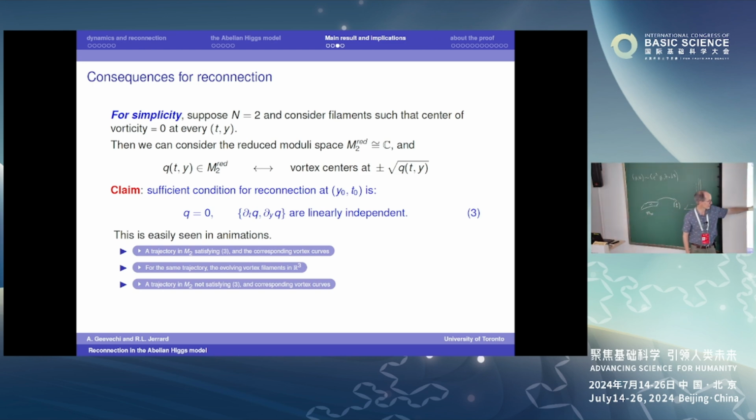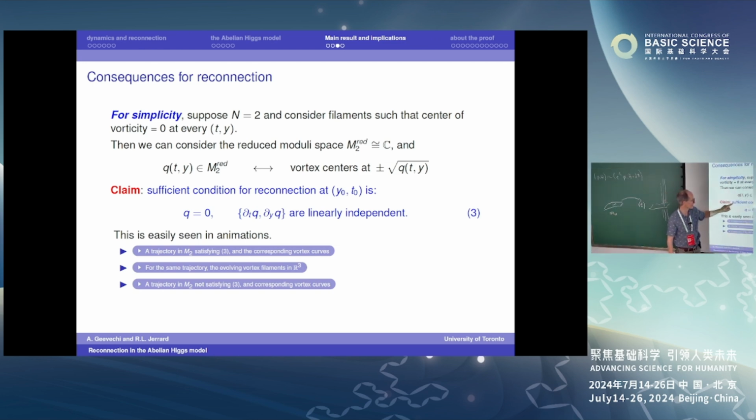I claim that a sufficient condition for reconnection in this setting is if Q at a certain point, y naught, t naught, passes through the origin, and if the time and y derivatives of Q are linearly independent.